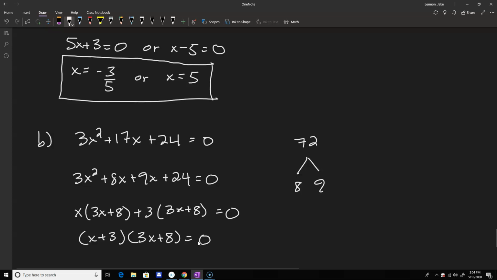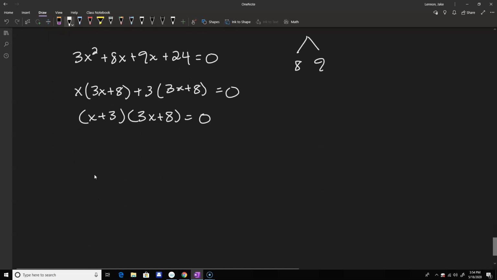And that equals 0. So we can separate that into the two linear terms that we need to solve. So either x plus 3 equals 0 or 3x plus 8 equals 0. So we have our two solutions, x equals minus 3 or x equals minus 8/3.